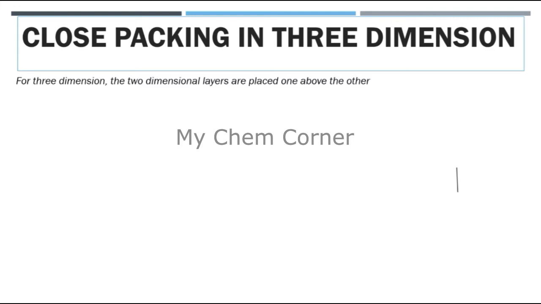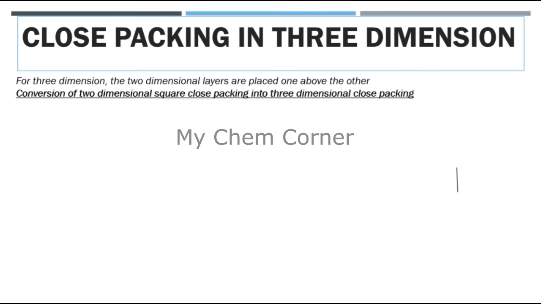Now for a 3-dimension close packing, the 2-dimensional layers are placed one above the other. So say for example, I'm going to take the 2 dimension that I just learnt and stack them one above the other. There are again 2 different ways. One is I can place one above the other, keeping the spheres right above the other. In the other one, I can place in the depression, just like how we learnt in 2 dimension. Same way we are going to do here also.